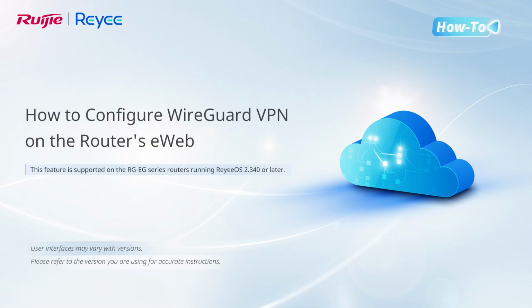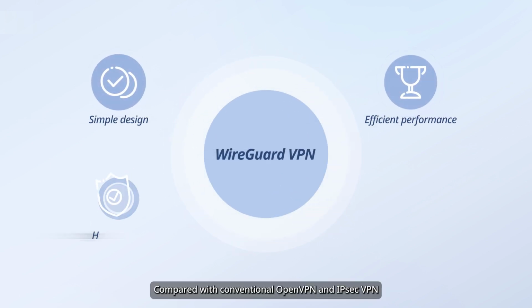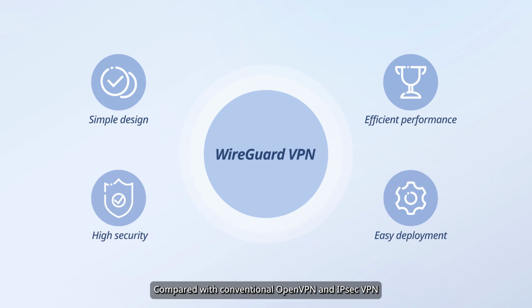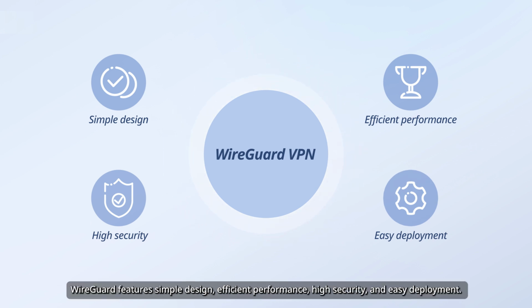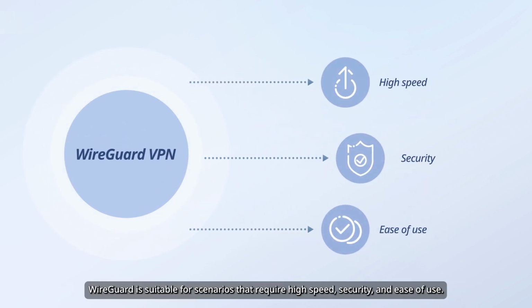This video introduces how to configure WireGuard VPN on the router's eWeb. WireGuard is a new virtual private network protocol. Compared with conventional OpenVPN and IPsec VPN, WireGuard features simple design, efficient performance, high security, and easy deployment. WireGuard is suitable for scenarios that require high speed, security, and ease of use.